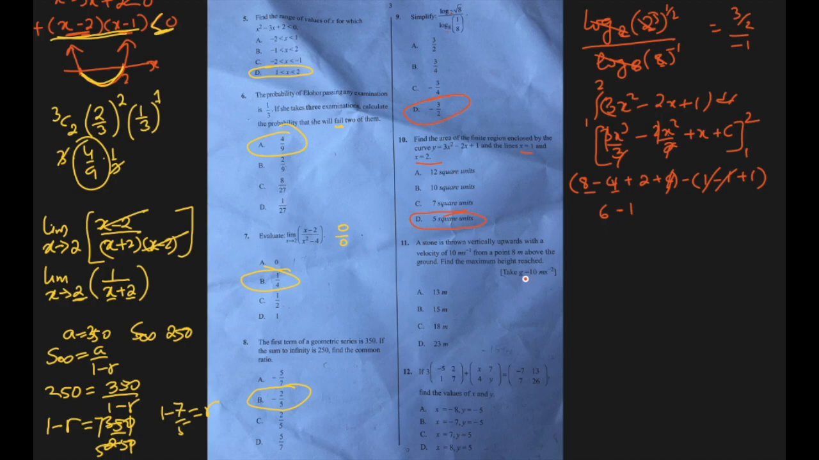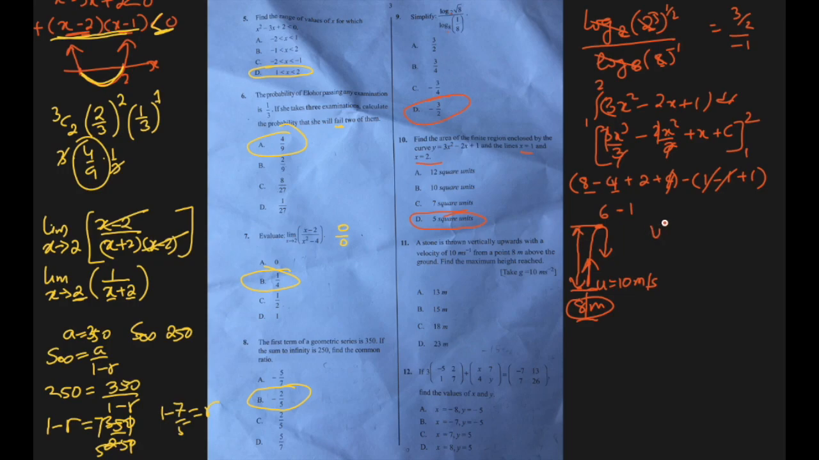Number 11. A stone is thrown vertically upwards with a velocity of 10 meters per second. So u is 10 meters per second. From a point that is already 8 meters above the ground. Okay, so it will go up and turn back, right? Find the maximum height. They're asking what is this height. So we'll first find the height from the point of launch, and then we'll add 8 to it later on.